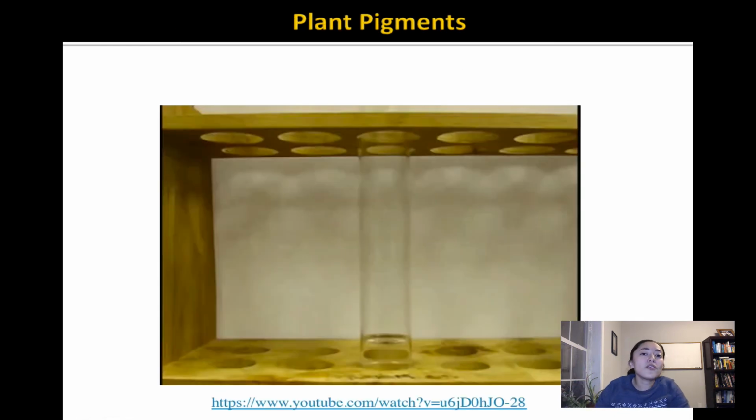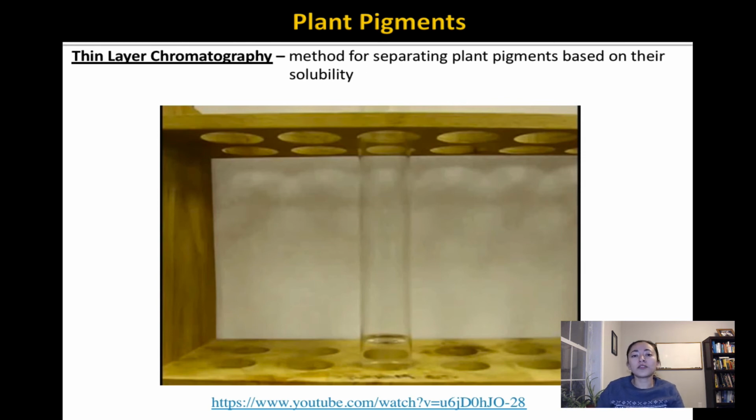Well, how do we know that plants have all these different pigments? Well, you can actually observe these different pigments in plants by doing what's called a thin layer chromatography. A thin layer chromatography is a method of separating out plant pigments based on their solubility, or in other words, how well they dissolve in a specific solvent. And the way you will do this is we will actually crush up spinach leaves. And when we crush up the spinach leaves, we'll get this green extract from that.